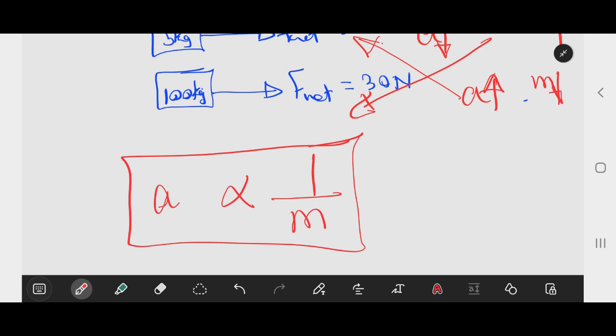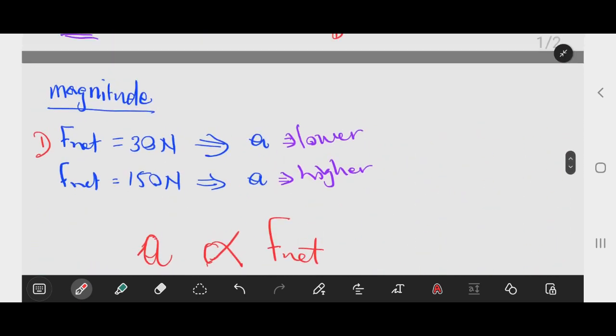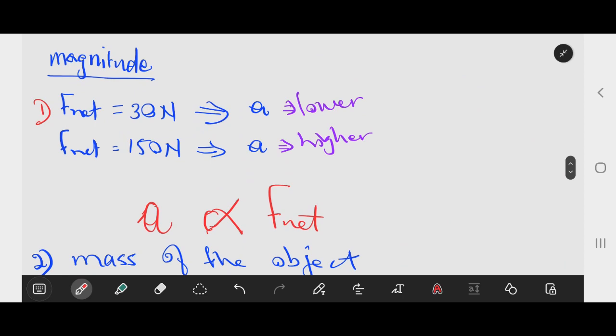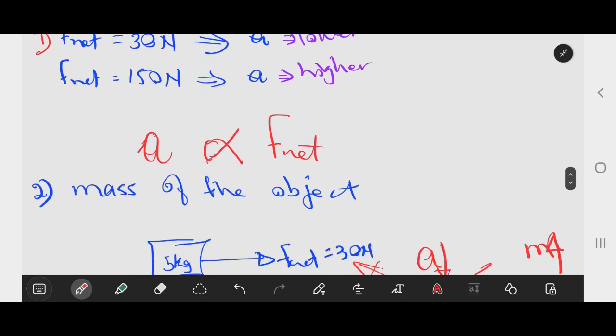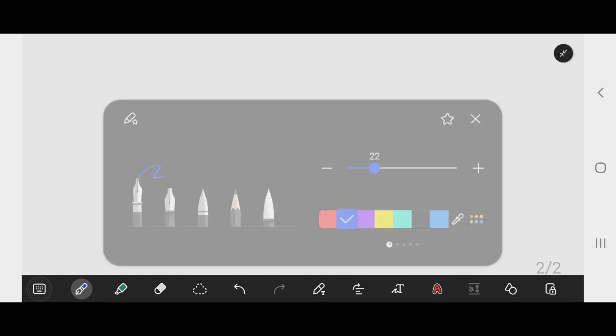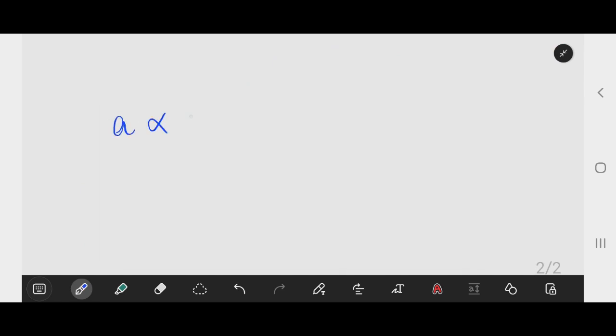of the object, right? So those are the two factors that the acceleration depends on, which are the net force and the mass of the object. So we can simply say the acceleration is directly proportional to the net force. The greater the net force, the greater the acceleration. The lower the net force, the lower the acceleration. And it is inversely proportional to the mass of the object. The greater the mass of the object, the lower the acceleration. The lower the mass of the object, the greater the acceleration, right?